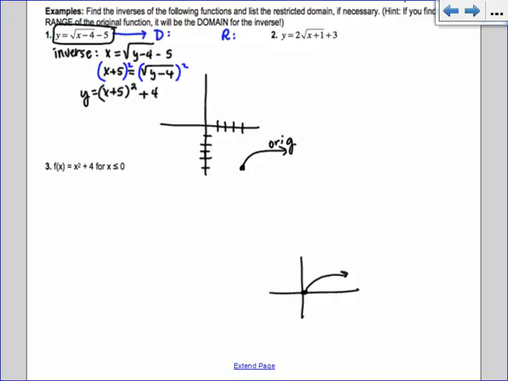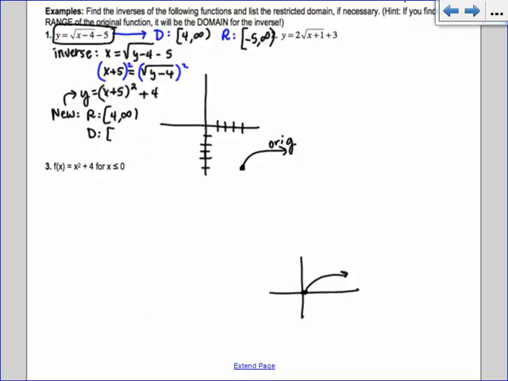That's going to help us identify the domain and range of the original. So what's the domain? The domain is all the x values I have. What's the first x value I get to? 4. So it's going to be 4 to infinity. What's the range? Negative 5 to infinity. So that means for our new one, we want it to have a range of 4 to infinity and a domain of negative 5 to infinity.